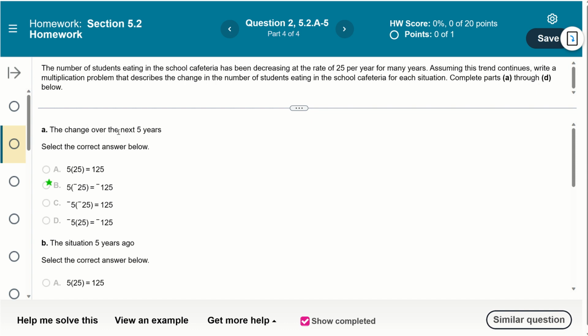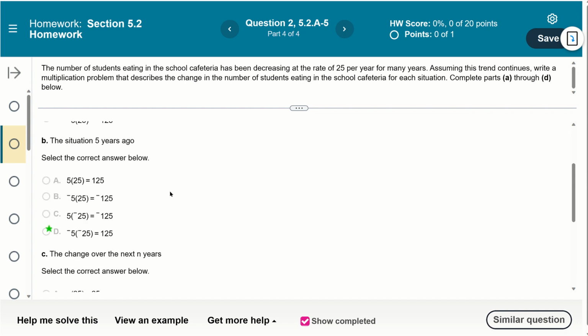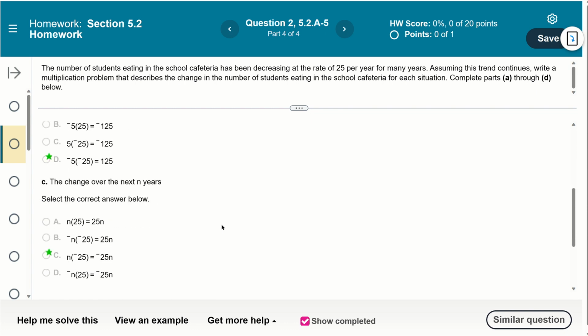So if we wanted the change over the next 5 years, basically we're going to have 5 times what? This is a decreasing rate, right? So you actually would multiply 5 by what? By -25, right? And you would end up with -125. Now, if you want to know the situation 5 years ago, you would want to multiply -5 by -25. That tells you what? There were 125 more students in the cafeteria 5 years ago.